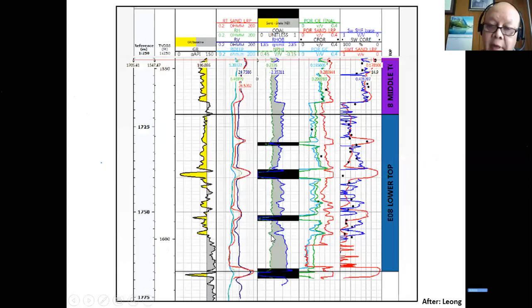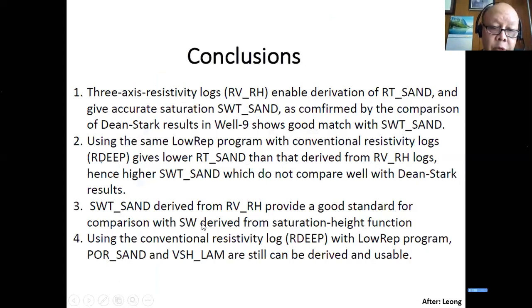So in that study, we also did some saturation height function. If you look at here, the blue color is from saturation height, and the SW core is the black dots, and the SWT is from the low resistivity pay module. So using the conventional resistivity log, RD, with the low-rep program, our porosity sand and VCLM can still be derived and are still usable.